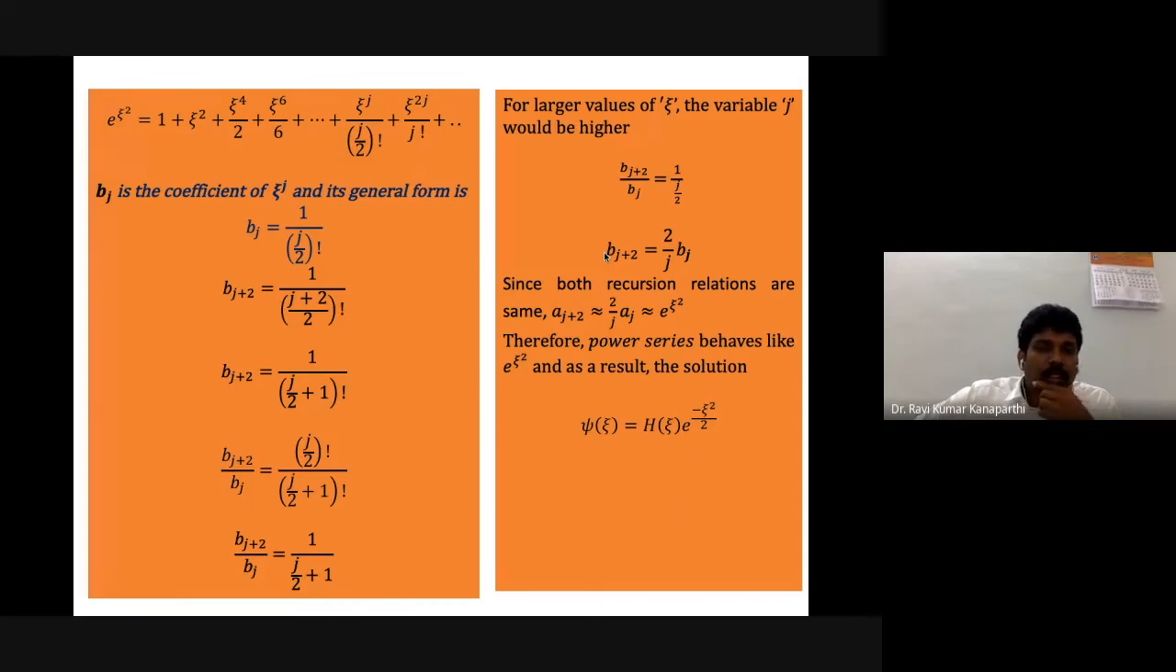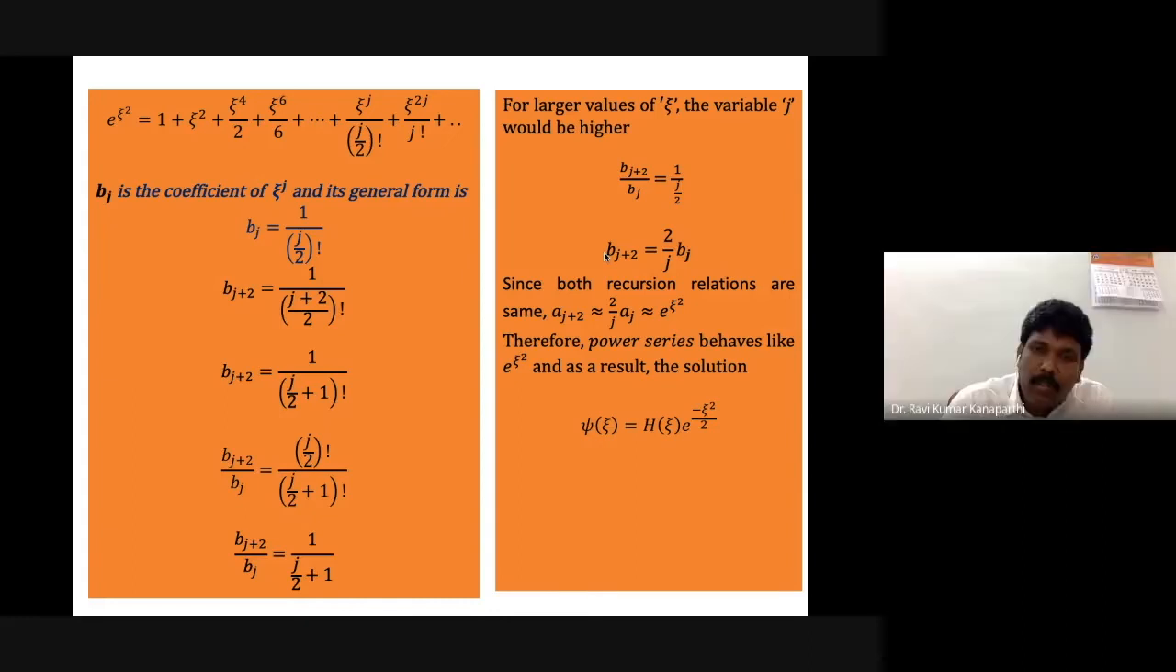Are you following? At larger displacement, especially, the power series actually behaves like e to the power z square. Why am I saying this? Because the two recursion relations are almost identically the same. Therefore, I can claim that the power series h of z exactly behaves like e to the power z square. Do you follow now?